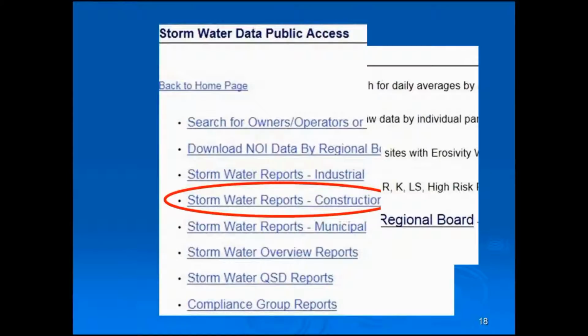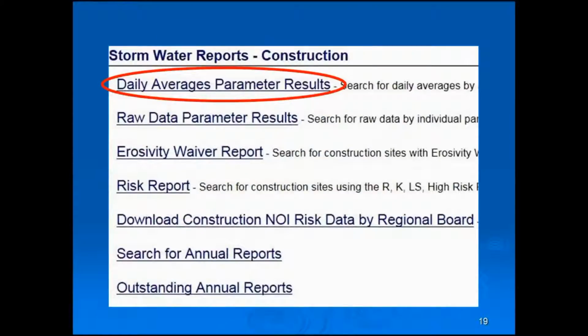For the construction example, this is the construction program and the canned reports that we currently have. The one I'm going to highlight is the daily average parameter results. When this first went live, we got a lot of questions, so I'm going to demo that. Of course, there are other canned reports available, like the raw data, or if you want to know if the site has a SWRCB waiver, you can run that.